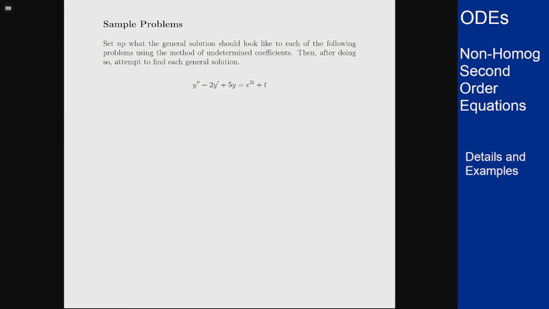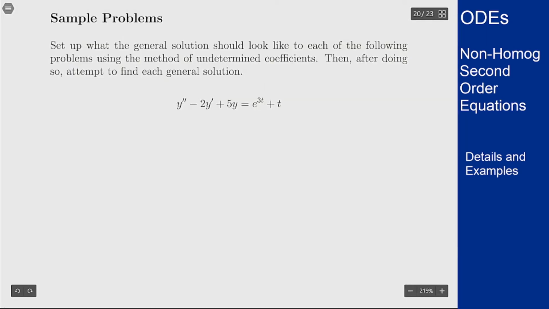In this video, we'll set up a bunch of examples of solving problems using undetermined coefficients in a variety of contexts and seeing what we get for our general solutions. This first example: y double prime minus 2y prime plus 5y equals e to the 3t plus t.